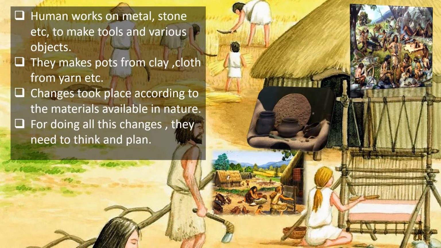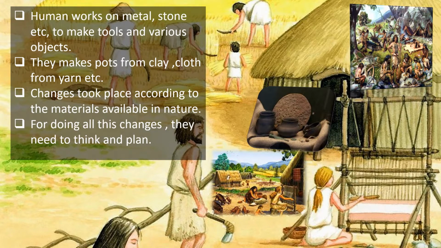We learned from the previous slide that they process many substances in a similar manner, such as working on stone, metals, etc. You can see on the slide. They make tools and various objects for their use. They make pots, bricks, and many other things from clay. They obtain yarn from cotton and weave cloth from the yarn. All this you can see in the image. According to their needs, they change the form of materials available in nature. For making various changes, they need skills.